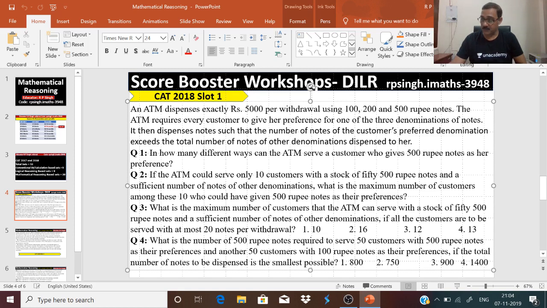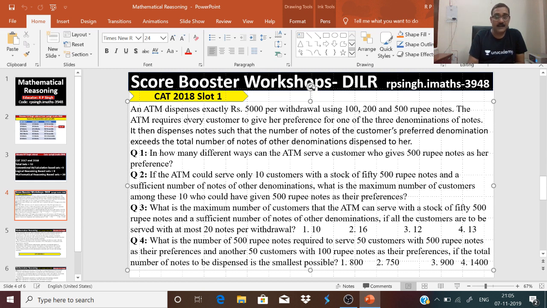So guys, though the set is not very difficult, under examination pressure, if you read the question, a number of possibilities are there, like: in how many different ways can the ATM serve a customer who gives 500 rupee notes? Guys, the question is purely based on permutation and combination. So you need to consider each and every possibility. If you miss any single possibility, your question will be wrong. So the question is not difficult, but it is a risky question to try in the exam. So let us solve. How can we solve it?